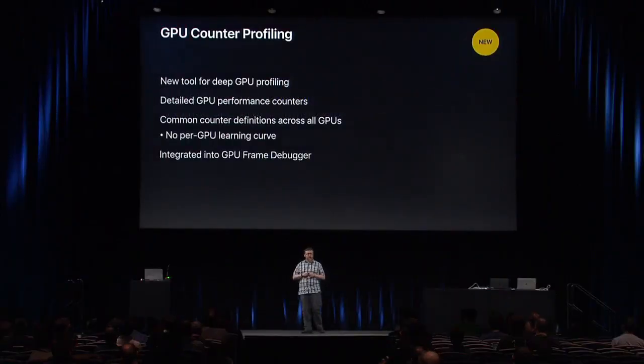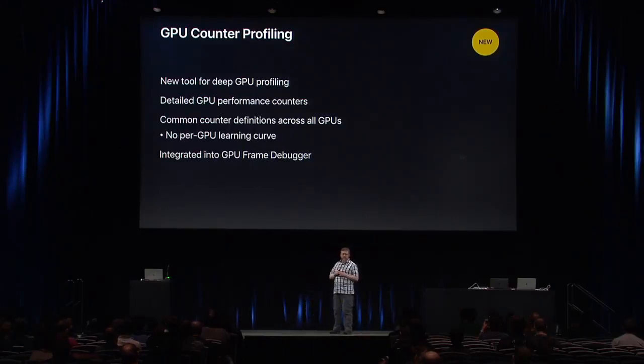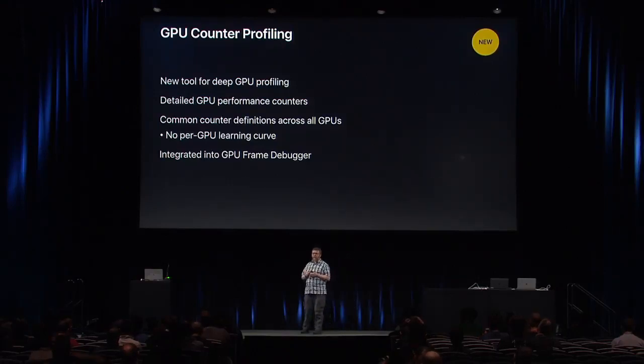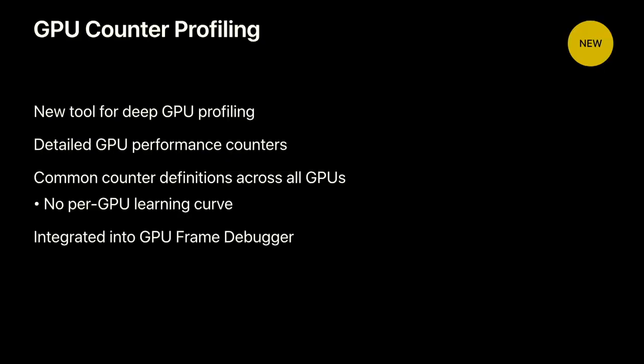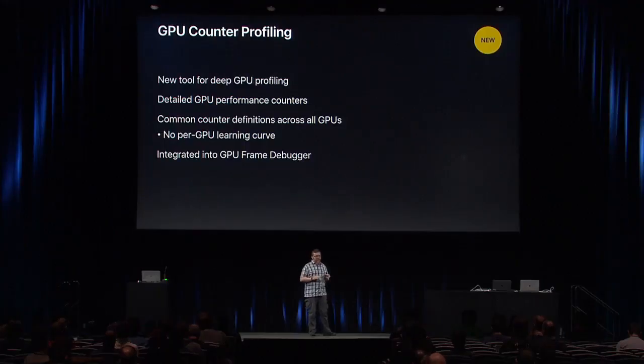Well, to do that, our new GPU counter profiling is the tool. It's integrated directly into the GPU Frame Debugger and gives you detailed GPU hardware performance statistics on a per draw call basis on macOS and per encoder on iOS and tvOS. And instead of giving you an arcane list of counters that change for every GPU and are hard to understand and often don't tell you what you need to know, we've defined a high-level set of counters that mean the same across each GPU. So you don't have a per GPU learning curve.